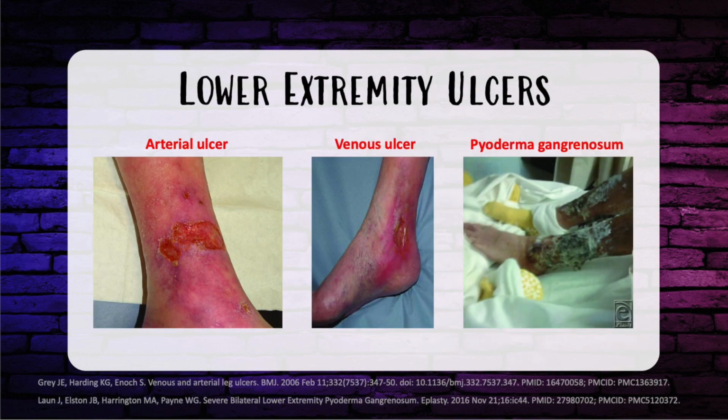Now let's move on and talk about lower extremity ulcers. Ulcers should be evaluated with first history. Has there been trauma, previous injury? What is the duration of the ulcer? Physical exam should include evaluation of any swelling, discoloration, pulses, and also ABIs or ankle brachial index. This will differentiate an ulcer from an arterial or a venous problem.